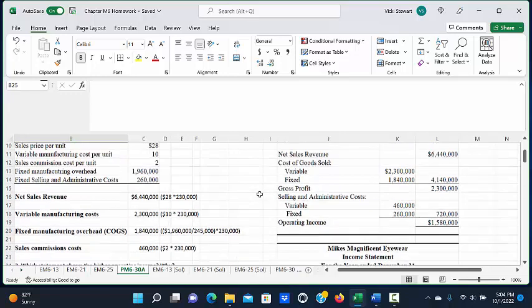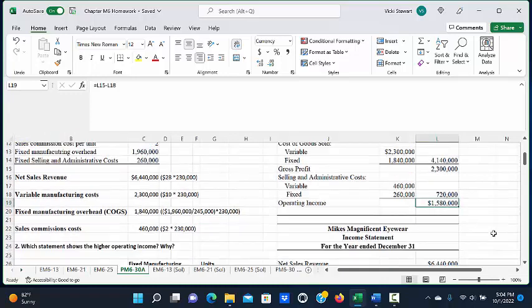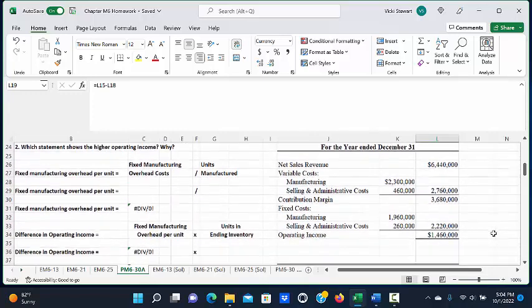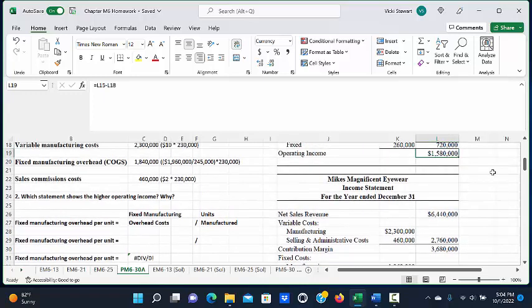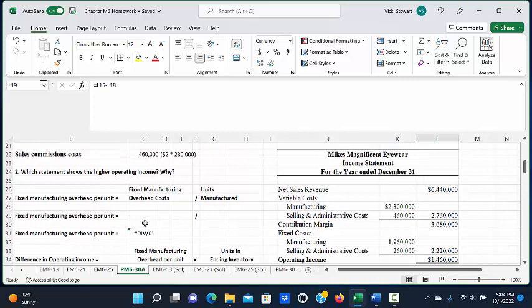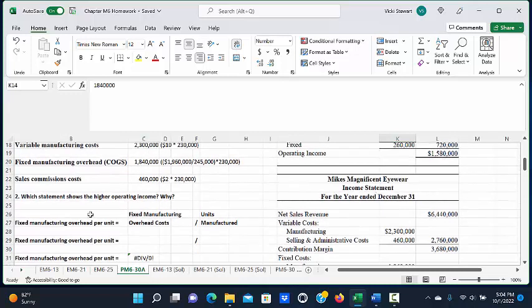So using absorption costing, we had operating income of $1,580,000, and using variable costing, we had $1,460,000. So the difference was, of course, absorption costing was higher by $120,000, and that is because we had fixed manufacturing overhead costs that were included in ending inventory that would not have been included in cost of goods sold.